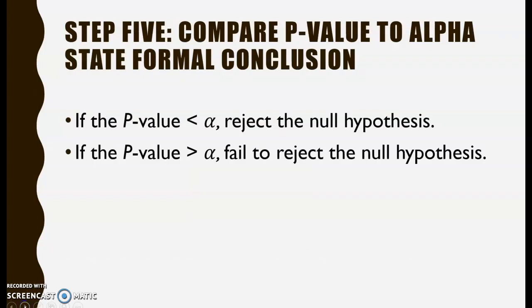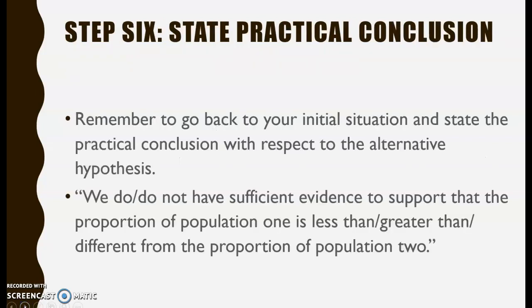Step 5 is exactly the same as every other hypothesis test. If that p-value is smaller than alpha, we reject the null. And if the p-value is greater than alpha, we fail to reject. Step 6 is that last step where we bring it back to the initial situation. And so at that point, we say we either do or do not have sufficient evidence to support that the proportion of population 1 is either less than, greater than, or different, whichever your alternative hypothesis is, from the proportion of population 2.